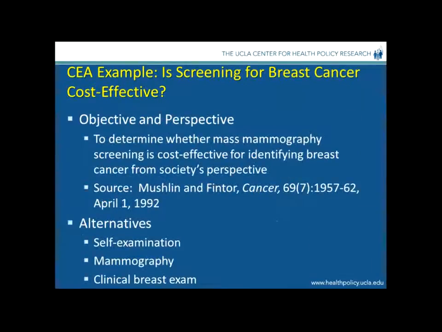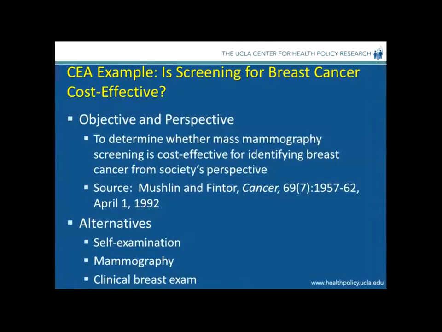So let me quickly go through an example of a cost-effectiveness analysis for breast cancer screening. And there's been a lot of work in this field. This study is more than 20 years old now. But one of the reasons I use it is because it's a relatively easy, straightforward example of cost effectiveness. It's easy to illustrate the principles. But because it was done prior to the panel that I just discussed, this study is not completely consistent with that panel's recommendations, although it's not a bad study.